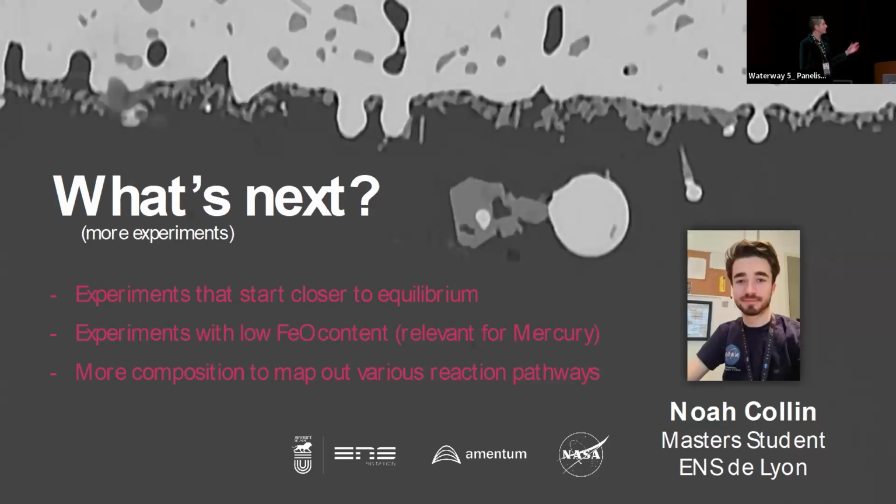So the next thing to do really is to focus on experiments starting closer to equilibrium and with lower iron content so that we don't have to overcome that huge thermodynamic barrier in order to get something in equilibrium at those exact conditions that we need. So good first step, basically. All right, thank you.